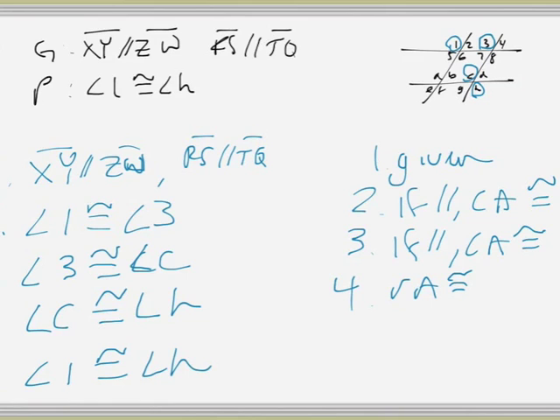1 is congruent to H. Why? Because of transitivity, or substitution. We were able to set up a chain of this is the same as this is the same as this is the same as this. What's the reason for 4?